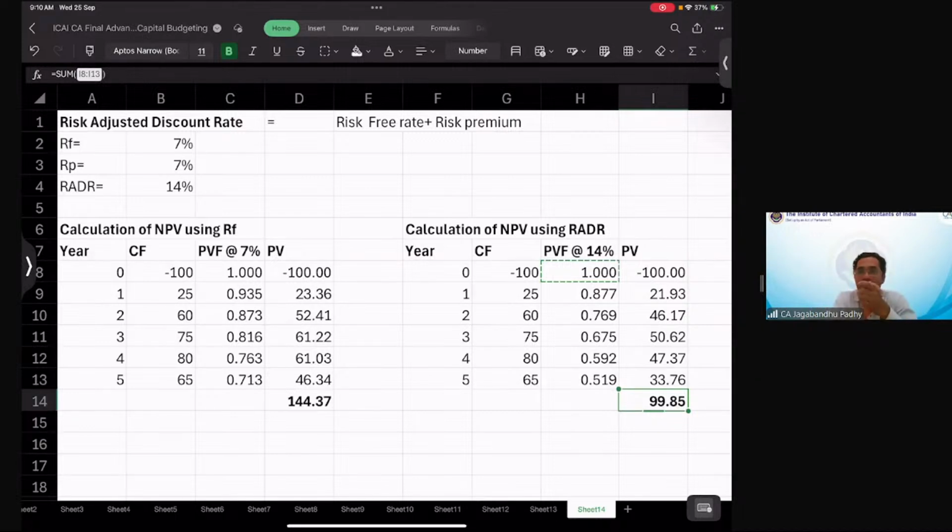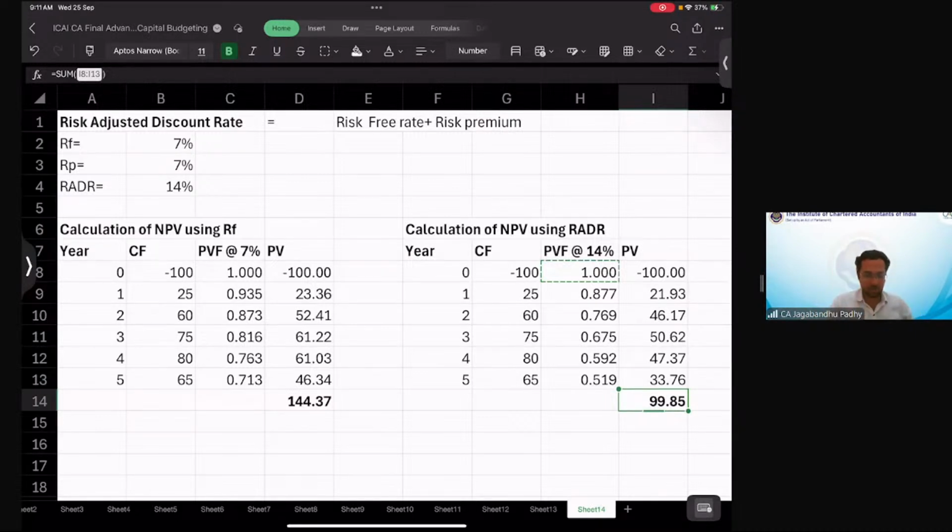Okay. Now, another way of looking at the aspect is, instead of using risk adjusted discount rate to get the NPV, let's do another way. Let's remove the risk from the cash flows itself. Let us remove the risk from the cash flow itself, and let's just consider the risk-free cash flows or certain cash flows. Let us simply consider the risk-free or the certain cash flows for calculation.